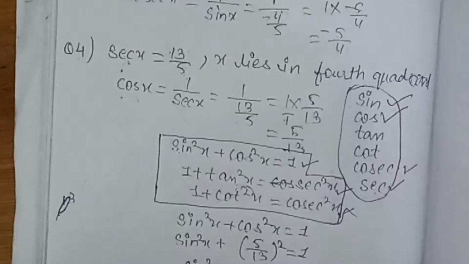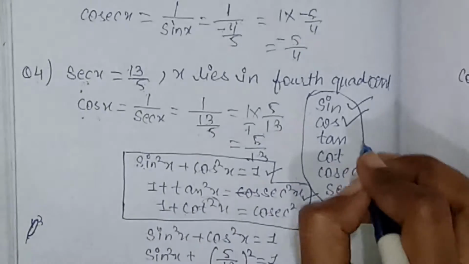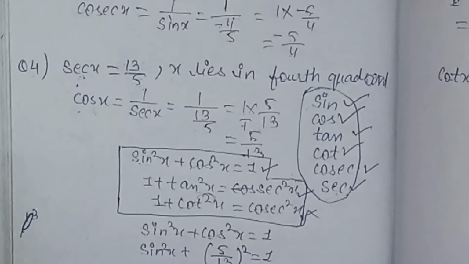So we got the value of cot also. The question is completed, guys. We found the value of tan and cot also. So next, let's proceed to the next question.